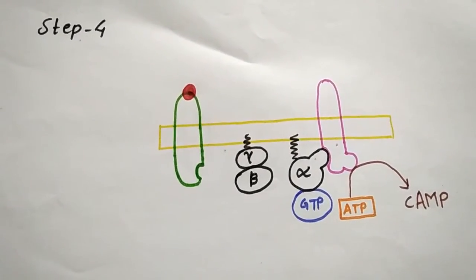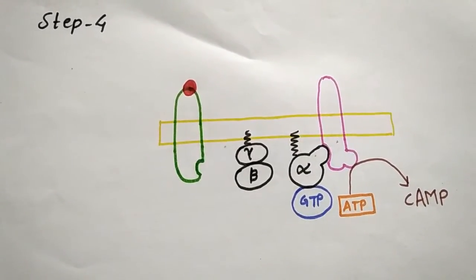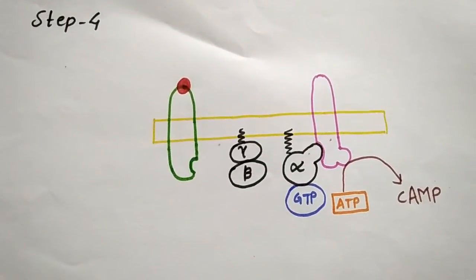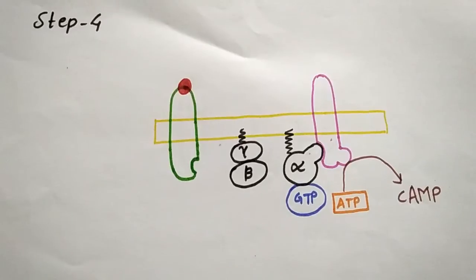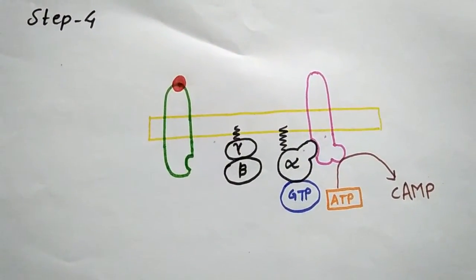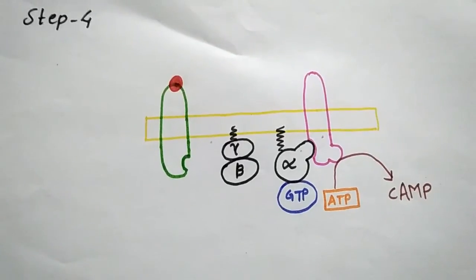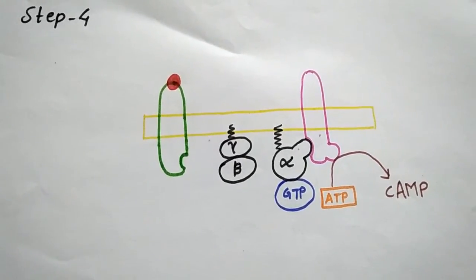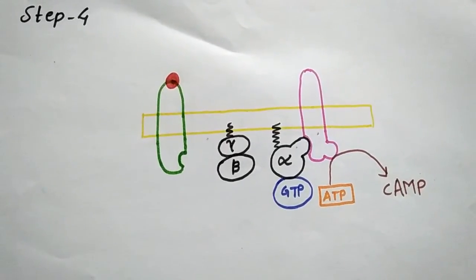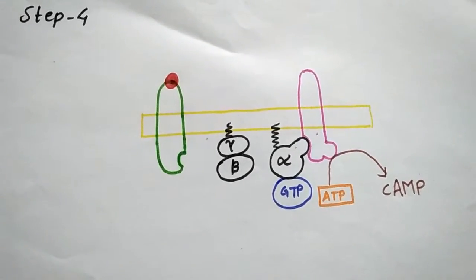In this case, the activation of the effector leads to the production of a secondary messenger. That is, the effector molecule activates the adenylyl cyclase enzyme, which leads to the conversion of ATP to cyclic AMP. These secondary messengers then in turn activate one or more cellular signaling proteins.